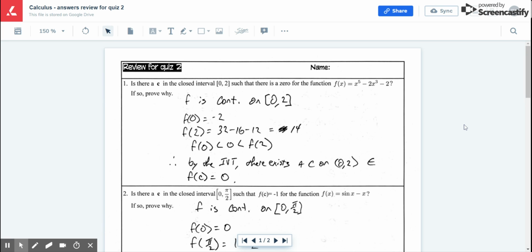All right, we're looking at review for quiz 2. I wanted to run through the answers real quick, kind of talk you through it, make sure we're all on the same page before we take the quiz tomorrow.